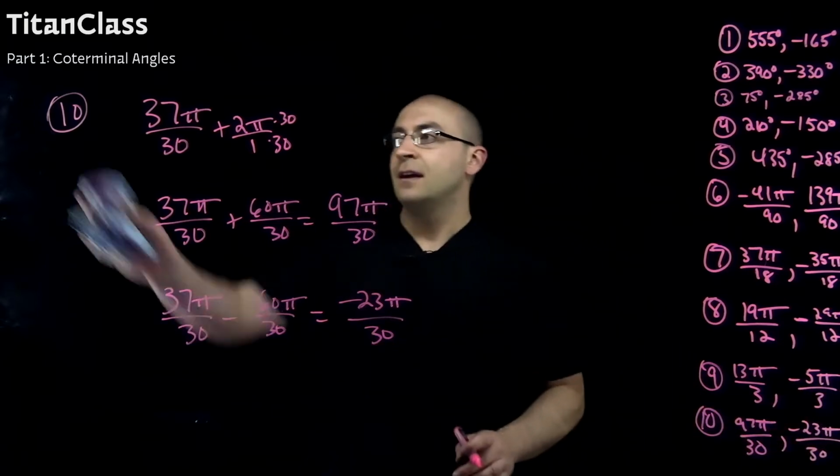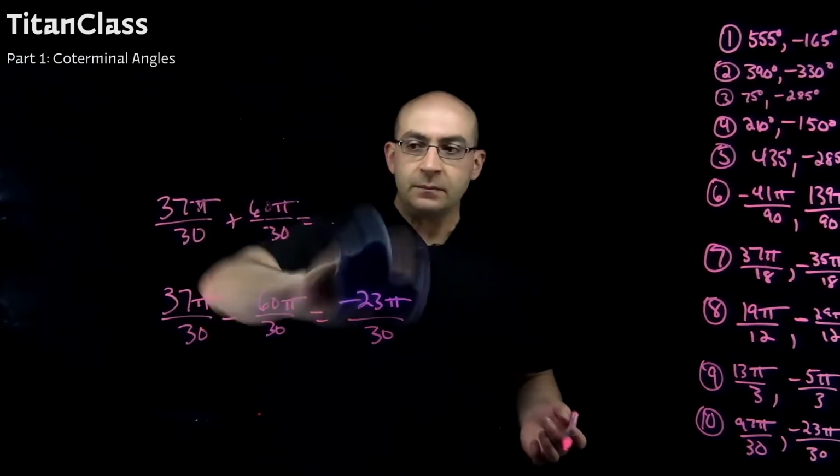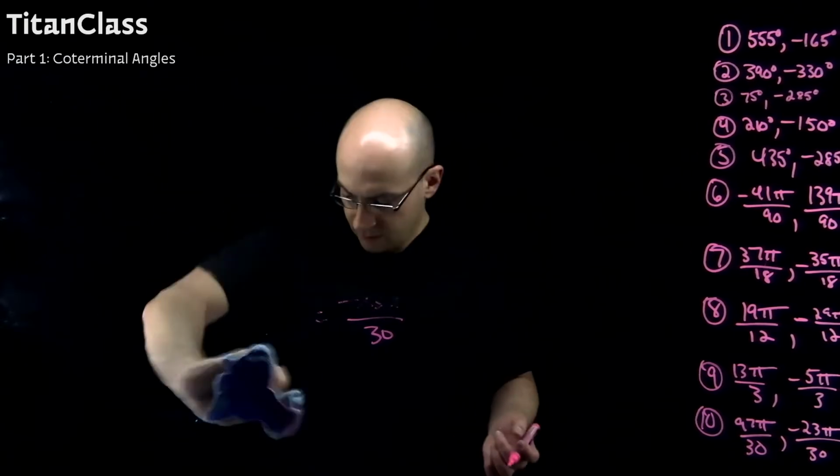Okay, whatever. All right, so there's our set, right? Positive and negative coterminal angles. Let's move on.